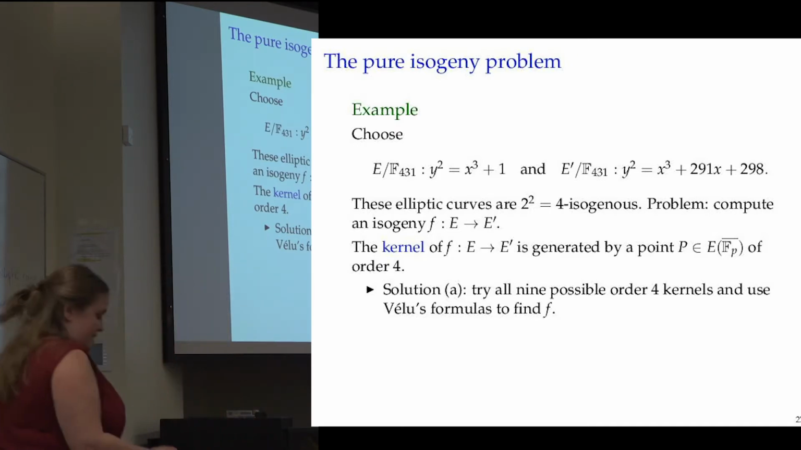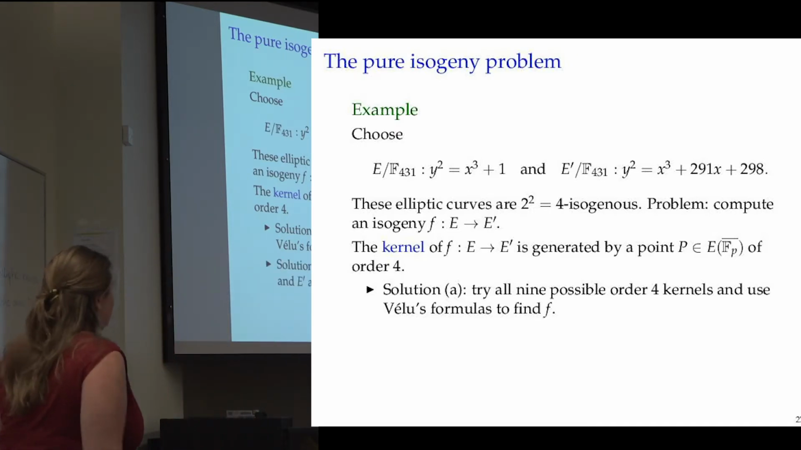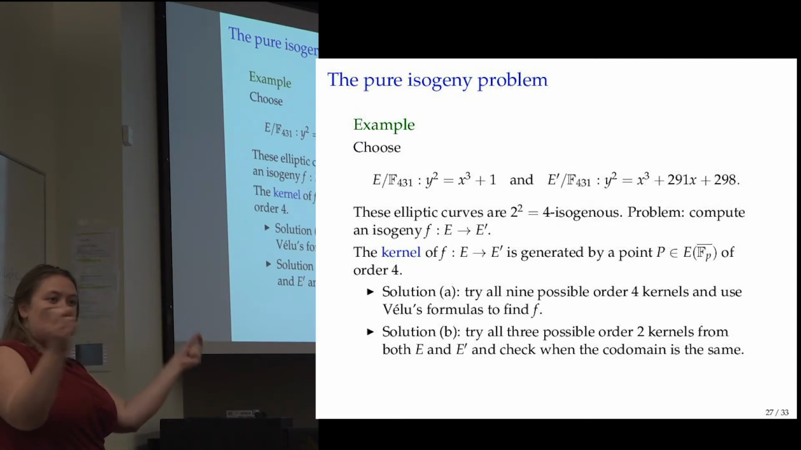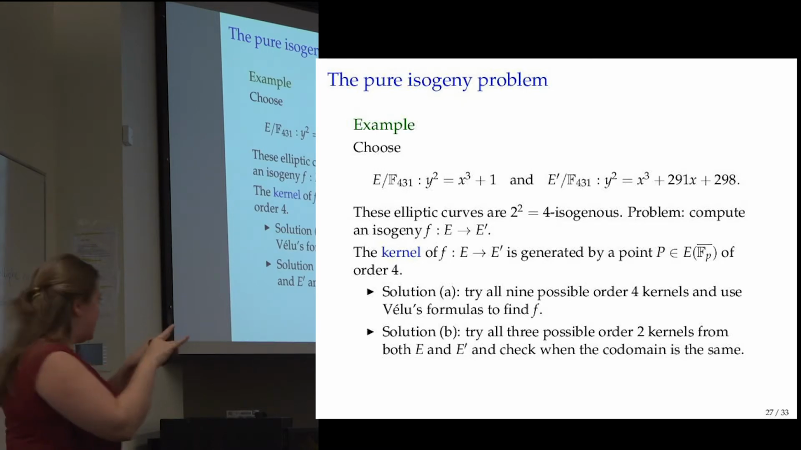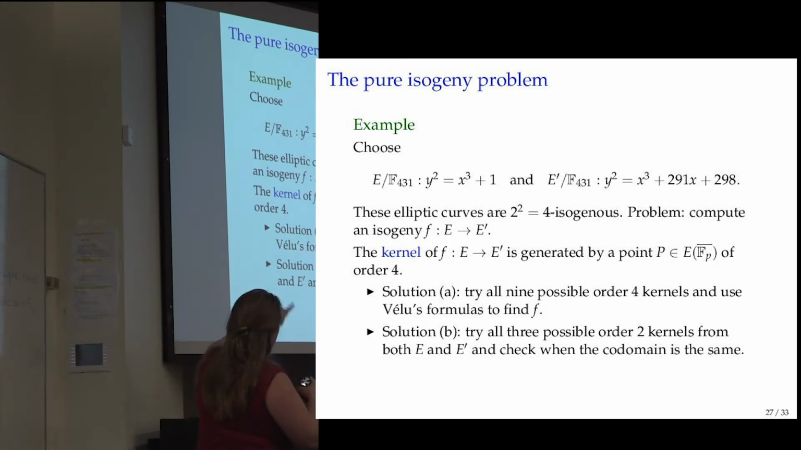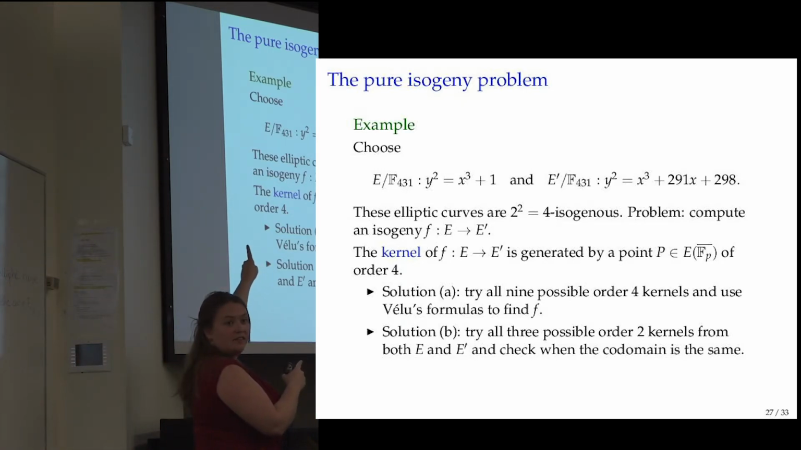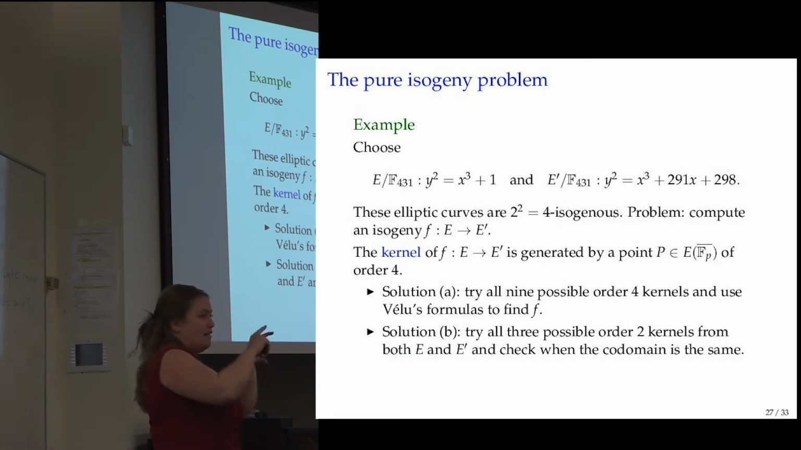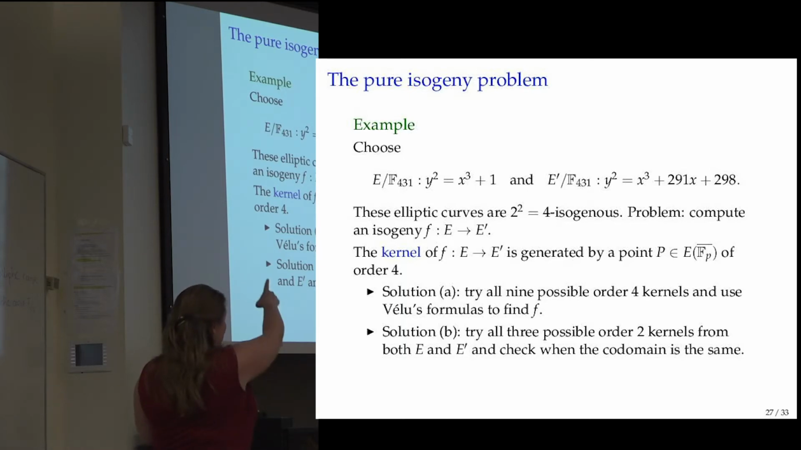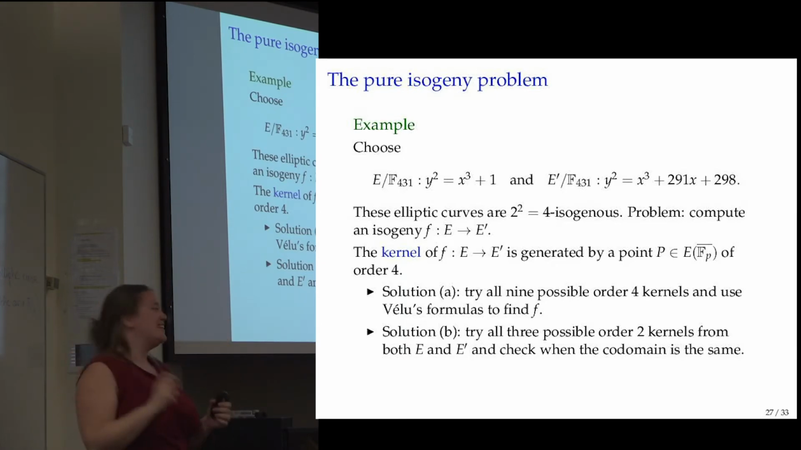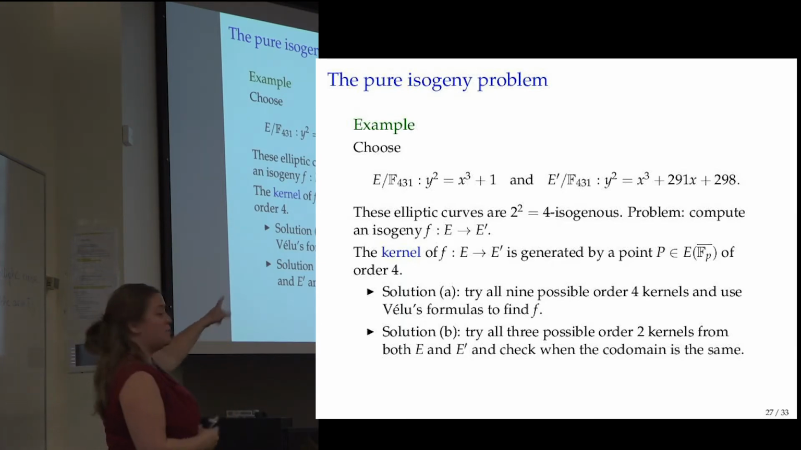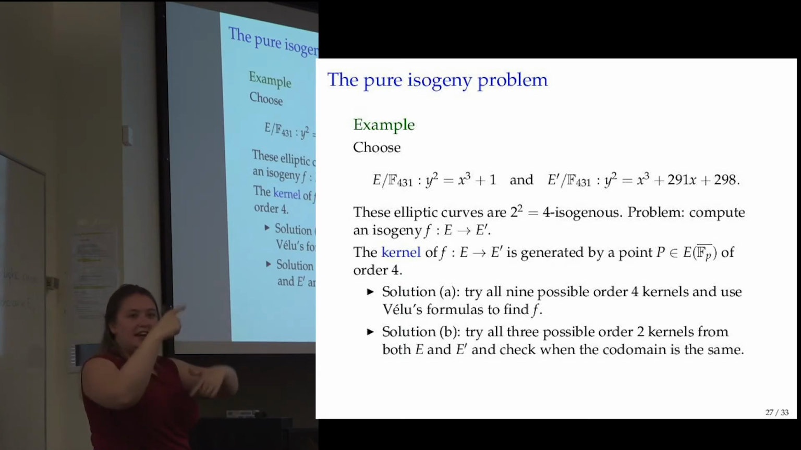Okay, so then there's a slightly better thing you can do. Remember I said you can either take a degree 4 isogeny, or you can take 2 degree 2 isogenies. So you can split this up, and you can start from both sides. You start from E, and find all the degree 2 isogenies, there's 3 of those. And you start from E prime, and you also find all the degree 2 isogenies, and there's 3 of those. And so then you only actually have to compute 6 things, and you just check where they collide.